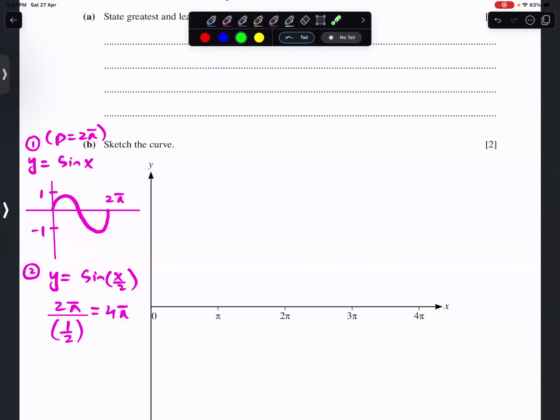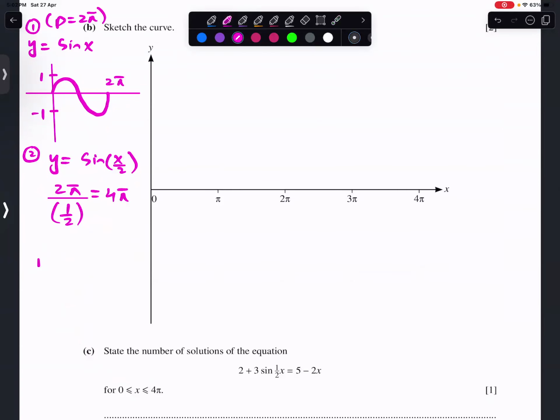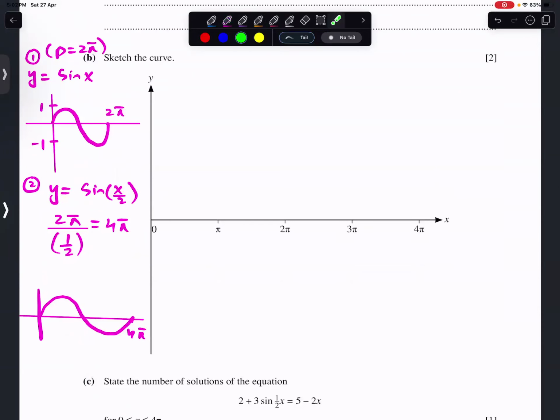And what is the meaning of this period? The meaning of period is that when you draw the graph, it will complete its loop from 0 till 4 pi. Or you can say that this graph will be stretched like this. Now this middle point is not pi, but it's 2 pi. In the original, it was pi. So this is the graph of y is equal to sine x by 2.